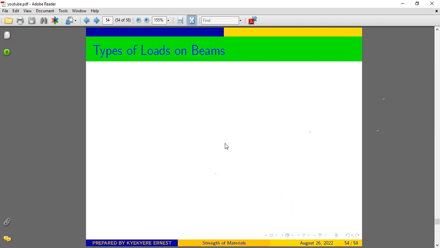So the first one we are looking at under the types of loads which can be applied to beams is what we refer to as concentrated or point load. When we talk about concentrated or point load, it means that we have the beam, we have a support. Let's take it that these are the supports. One is a roller, the other one is a pin.